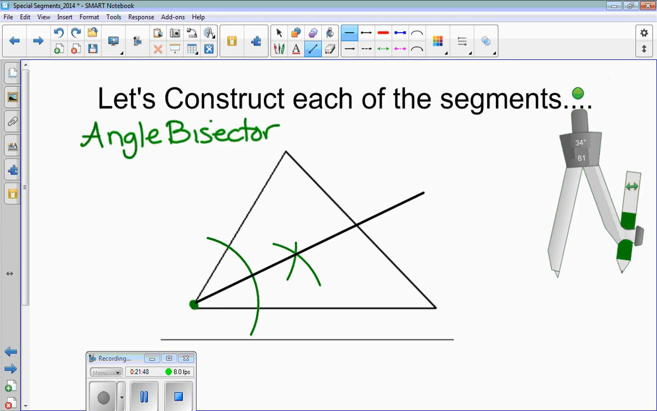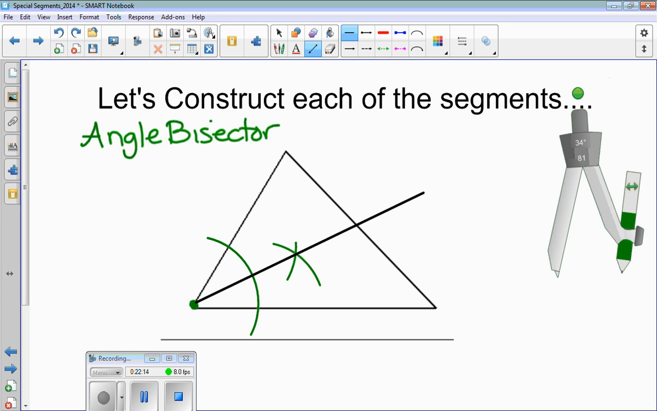So I want you to do that. You can use the edge of your compass box. Remember that also makes a ruler, a nice straight edge. If you didn't have a straight edge, feel free to grab one. They're over here on the counter. There you go. Angle bisector.